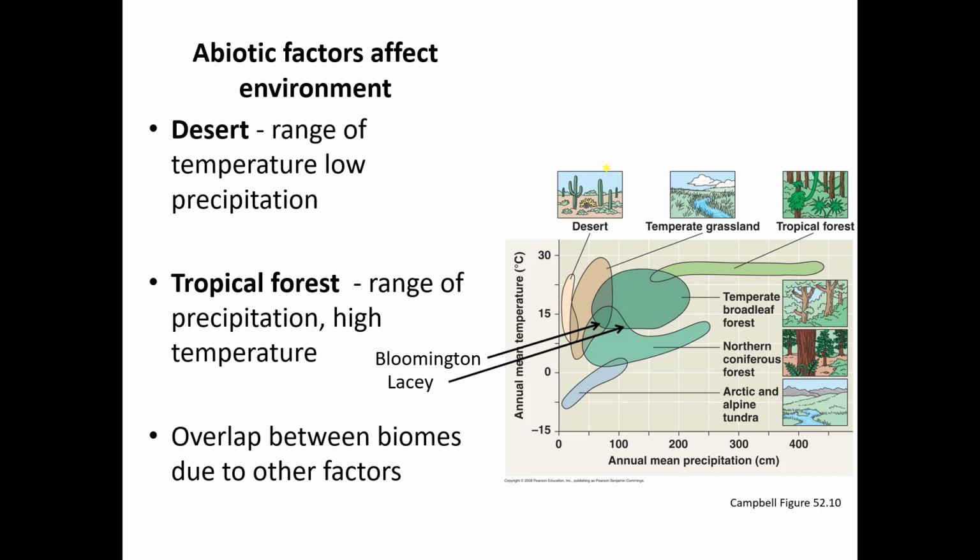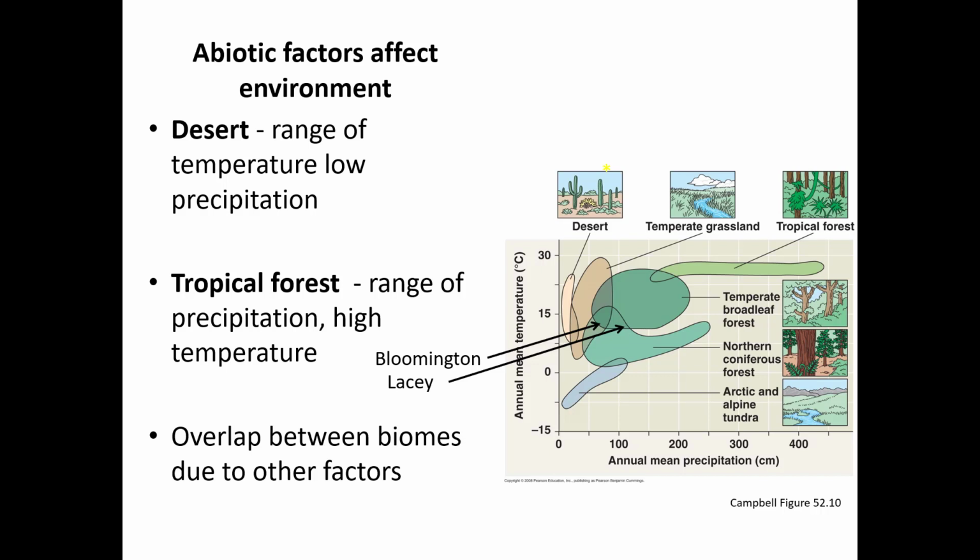Before I taught at Lacey, I taught at a place called Bloomington, Illinois. And if you were to put that on this chart, you'll see that it has an annual mean precipitation of around 75 centimeters, and annual mean temperature of around 14 degrees Celsius. That puts it somewhere between temperate grassland, temperate broadleaf forest, and northern coniferous forest.